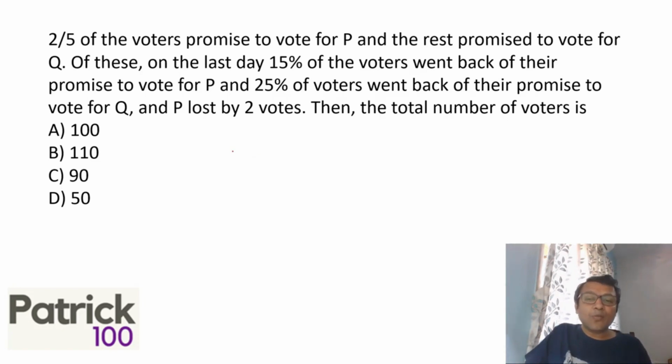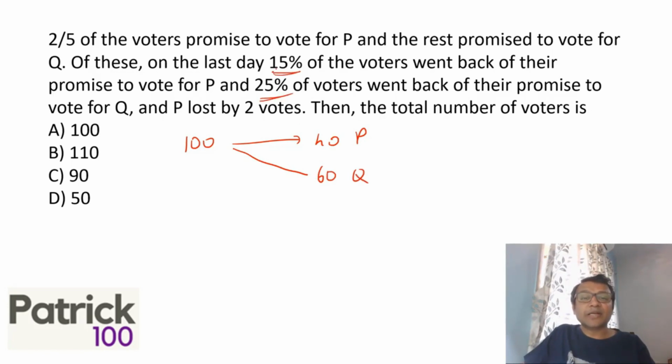In this particular sum, one way you can solve is to assume a value and solve. I can assume the total number of voters as 100. It becomes easier to get the answer because they said 2/5, etc. So 2/5 of the voters promised to vote for P. So P, 40 people will vote, and the rest Q, 60 vote.